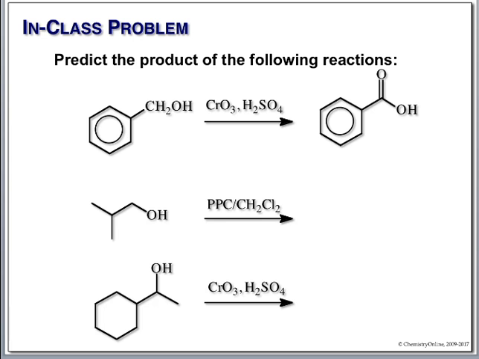Here's a primary alcohol with PCC. PCC is wonderful stuff. It will oxidize it to the carbonyl, but stop at the aldehyde stage. So what we get is the same basic molecule, except that this is now a carbonyl.